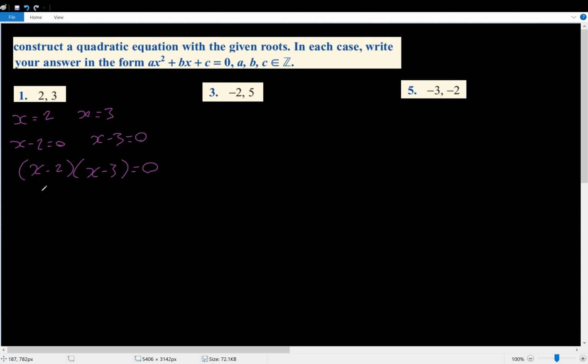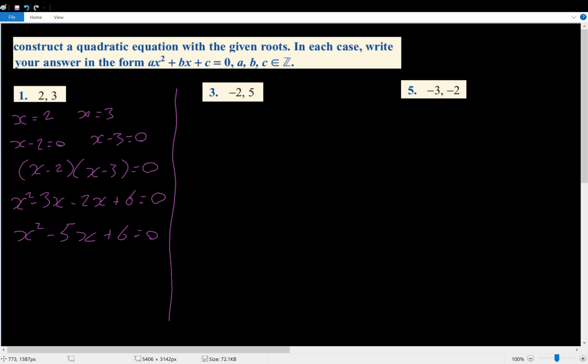And then we've got to multiply out the brackets. So x times x is x squared, x times minus 3 is minus 3x, minus 2 times x is minus 2x, and minus 2 times minus 3 is plus 6, and that is still equal to 0. So we get x squared minus 5x plus 6 equals 0. And that is our quadratic form for question 1. Let's look at question 3 now.